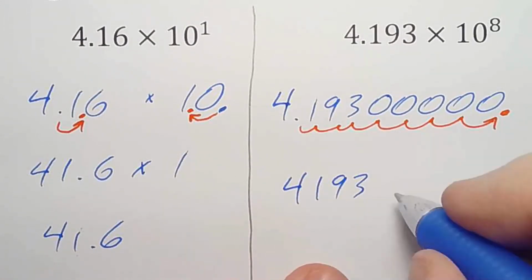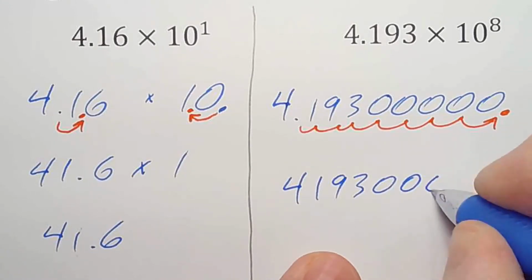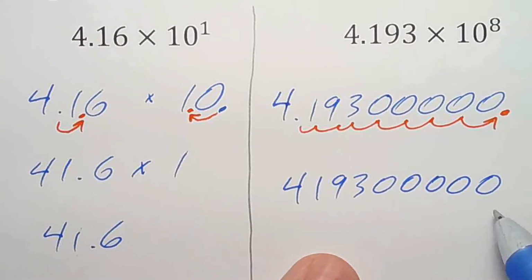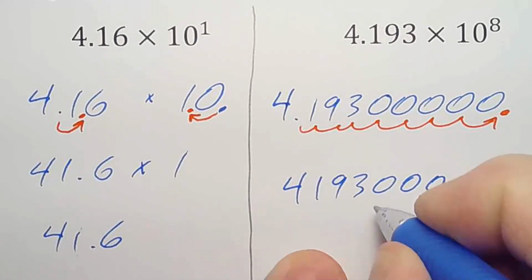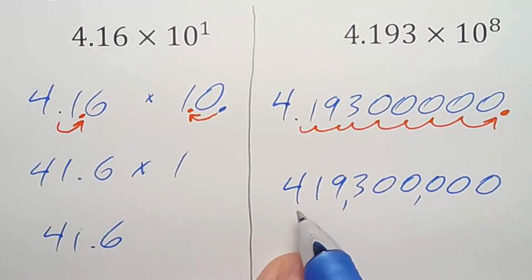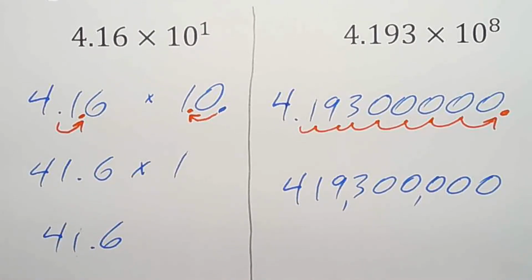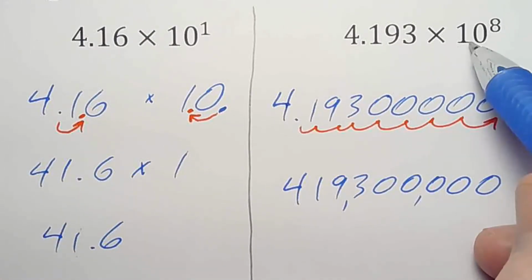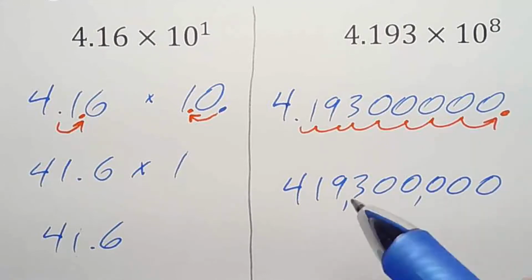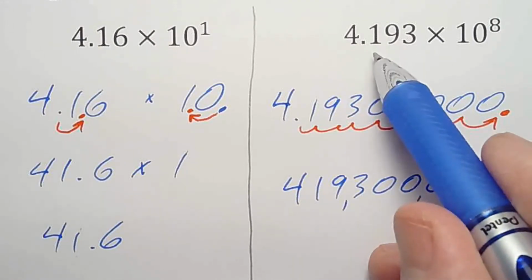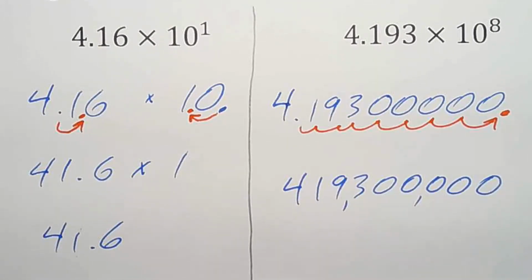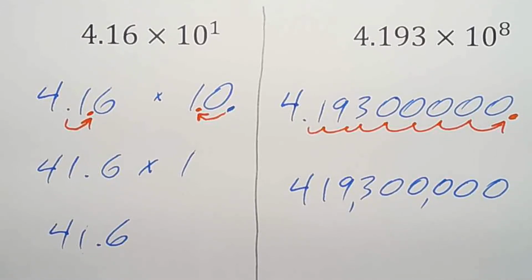4193, and again, there's 5 zeros. 1, 2, 3, 4, 5. Okay. Really big number, kind of messy if we don't put some commas in there. So let's put some 1, 2, 3, 1, 2, 3. Okay, that's a little more obvious. This is 419,300,000. Okay, all right, which kind of makes sense because 10 to the 9th is a billion. Okay, 10 to the 9th, and this is a little bit less than a billion, which, as far as big numbers go, makes sense.